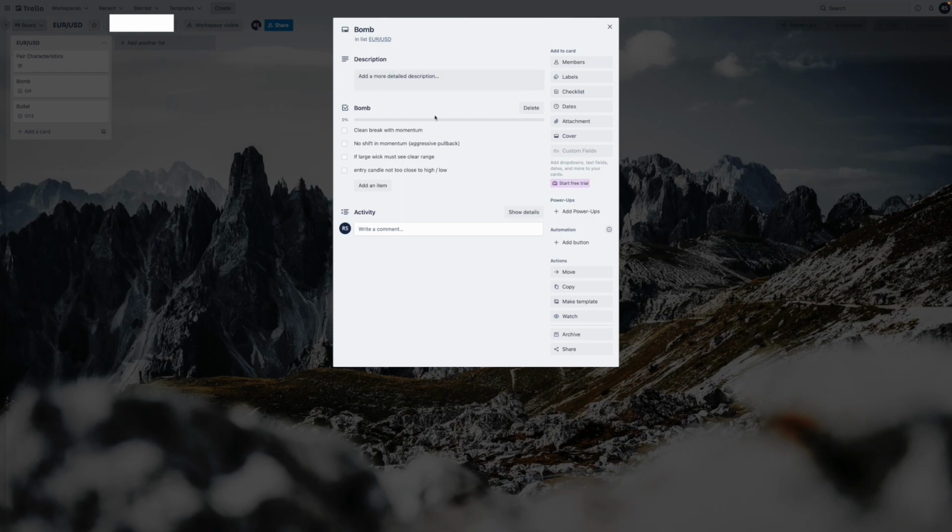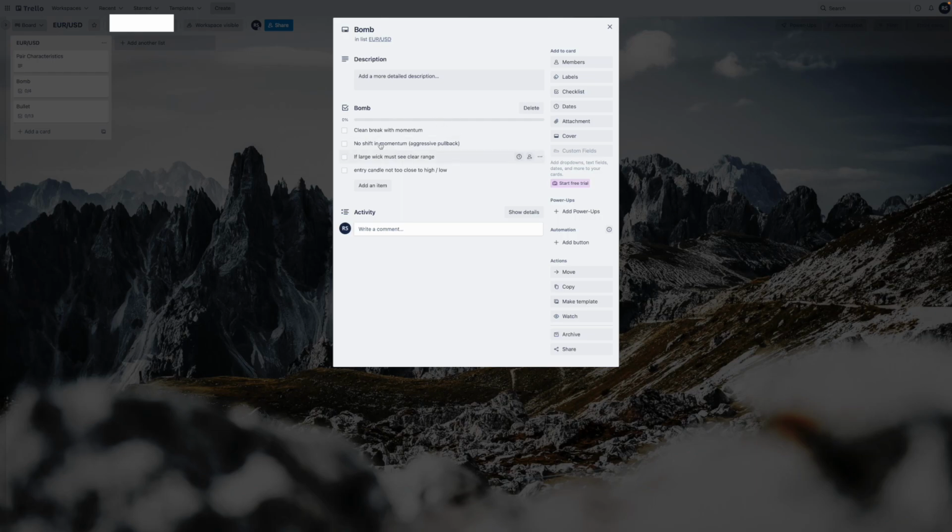And what we are looking for is a clean break with momentum. So that's one thing we're looking for. The next thing I look for is no shift in momentum. What I mean by this is the first candle, what I don't want to see is an aggressive pullback, because that shows me a shift in momentum, and it's then going to tell me that I don't want to get involved in that trade.